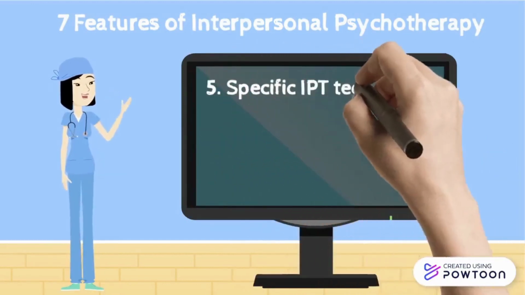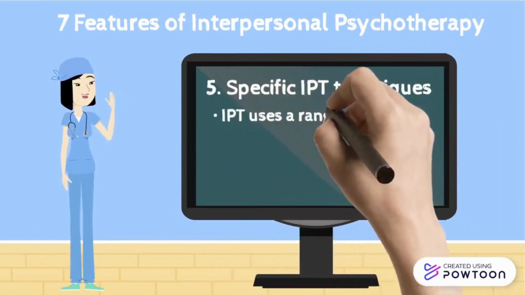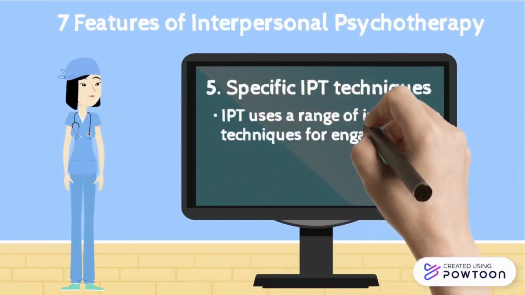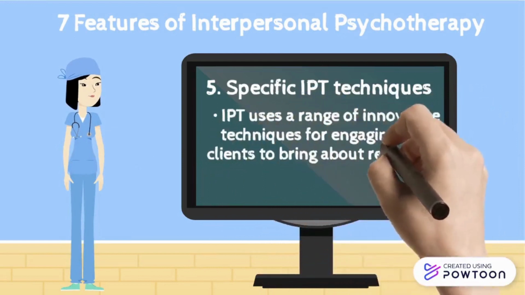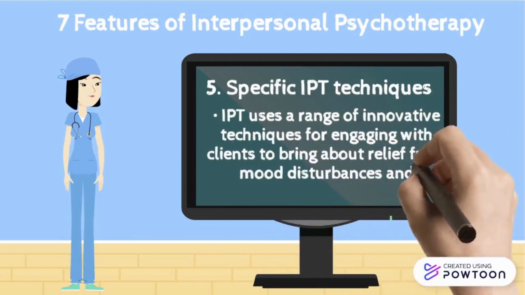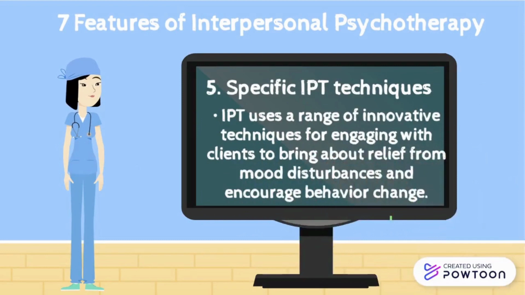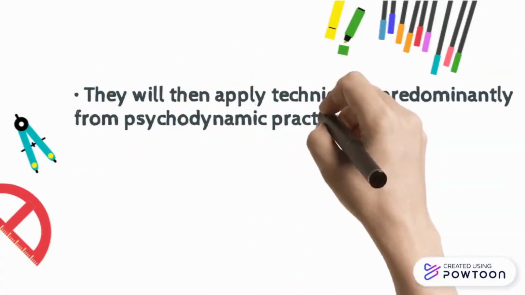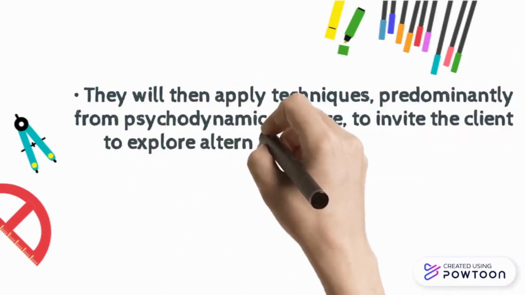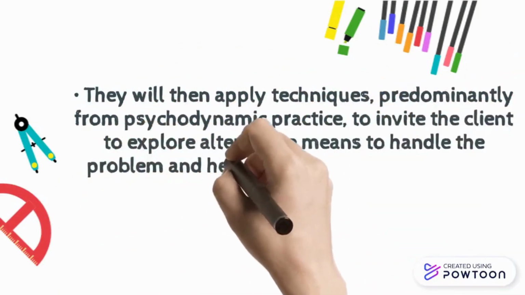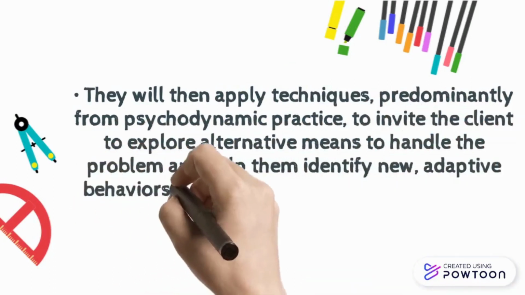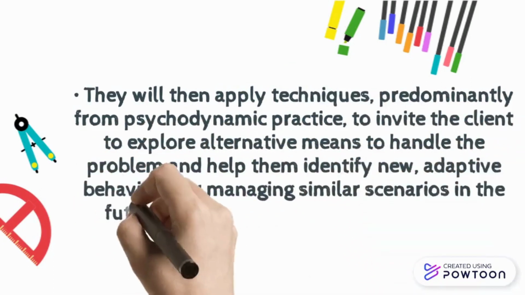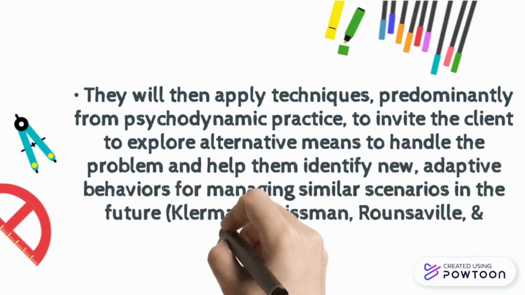The fifth key feature is specific IPT techniques. IPT uses a range of innovative techniques for engaging with clients to bring about relief from mood disturbances and encourage behavior change. They will then apply techniques predominantly from psychodynamic practice to invite the client to explore alternative means to handle the problem and help them identify new, adaptive behaviors for managing similar scenarios in the future. Such techniques include role-playing and communication analysis.